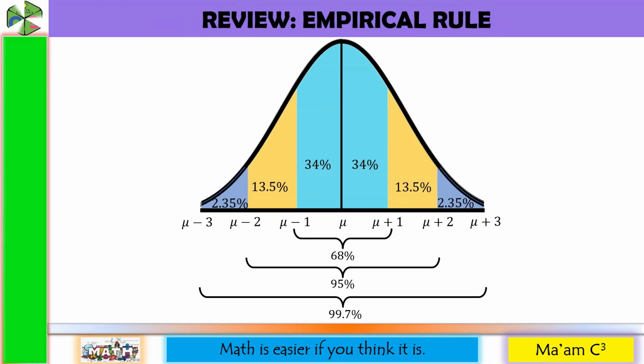Let us also recall the empirical rule. The empirical rule, also known as the 68, 95, and 99.7% rule, states that 68% of the distribution falls within one standard deviation away from the mean, 95% falls within 2 standard deviations, and 99.7% falls within 3 standard deviations away from the mean.